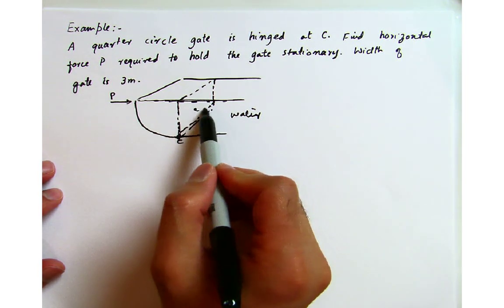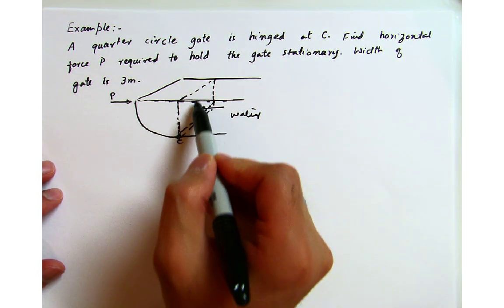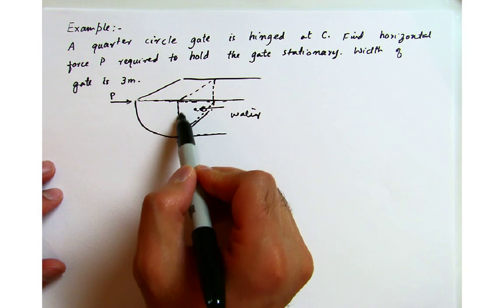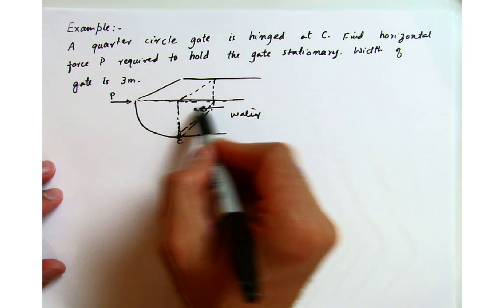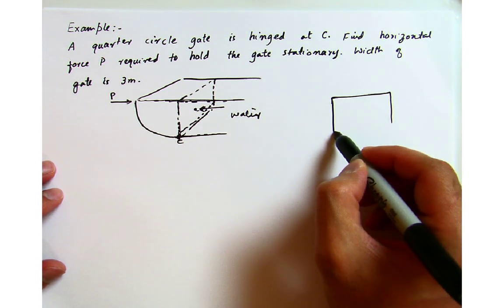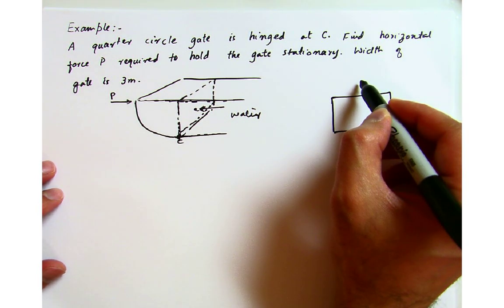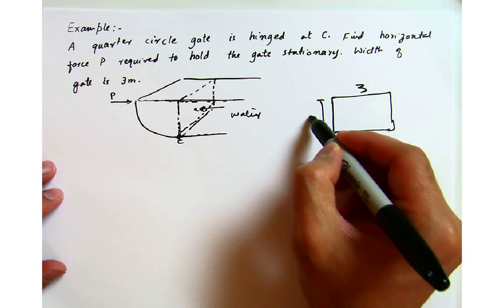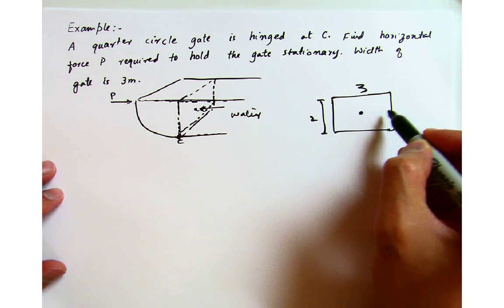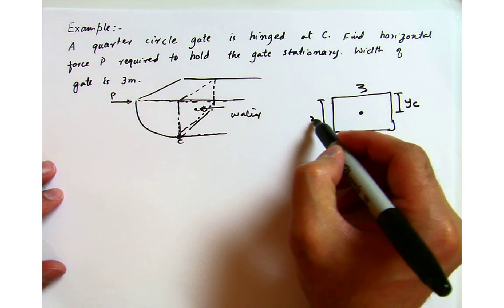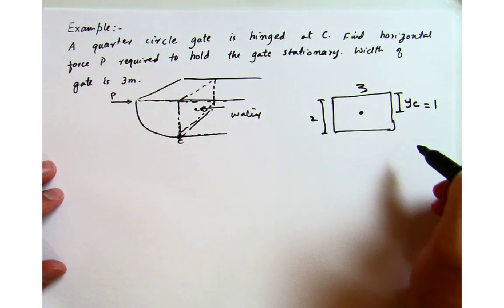As I mentioned, the horizontal force requires the distance from the top to the centroid. If I look from this side, this shape will have a width of 3 and a height of 2. Somewhere in the middle we will have this y of c, which is half of it, so y of c is 1.